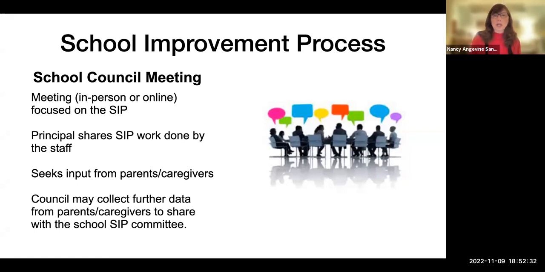After the principal has shared his or her information on the SIP and the work that the school has done, the meeting would then seek input from parents and caregivers. This would be chaired by the chairs or their designates. If you were online, you could break into breakout rooms, 2 or 3 breakout rooms for each of the 4 areas, depending on how many you have, with probably some specific questions that you would want to ask. Specific examples of questions have been made available to the principals in the packages that they will be receiving.